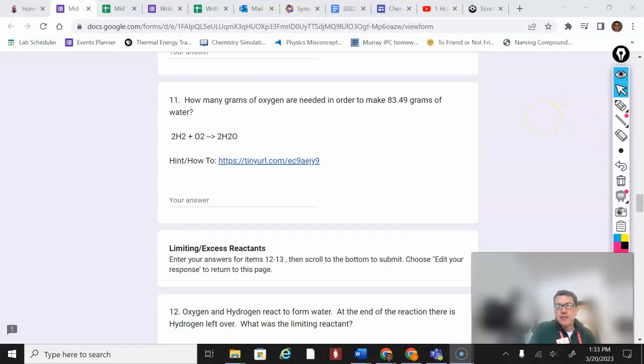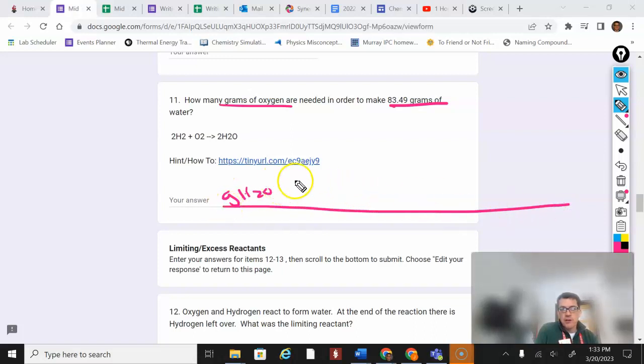All right, number 11, look at our problem. It tells us we've got a certain number of grams of water, and it's asking how many grams of oxygen. So this is a gram-gram question. Three steps. We're going to start with grams of water, and we need to change that into several things here. Ultimately, we need to end up with grams of oxygen.